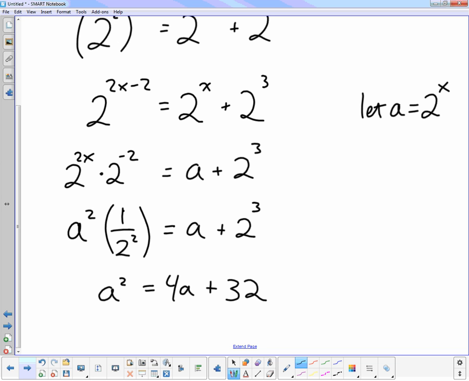IB loves, apparently, from what I've seen, I have seen things like this happen a lot. Evil, nasty, fangs and claws and goes bump in the night equation. I multiplied everybody by 4. I get rid of the 1/4. Okay.